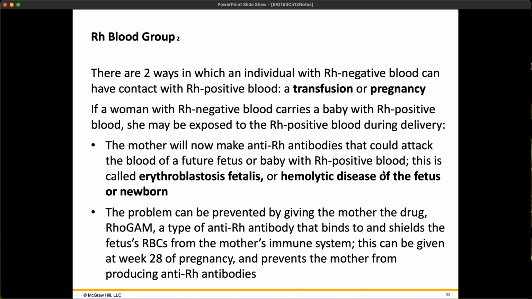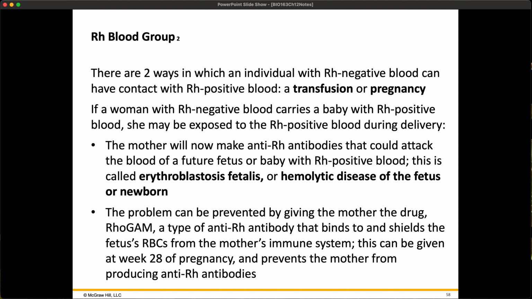So, if you think big picture down the road, it seems like that would be very rare. It's not that rare. It happens a lot where someone who is Rh negative is going to give birth to an Rh positive child. And if that Rh positive child's blood gets mixed with the Rh negative blood of the mother, that mother is going to produce those antibodies.